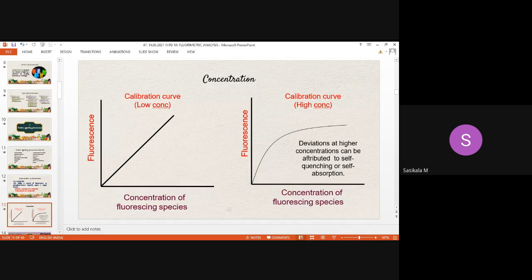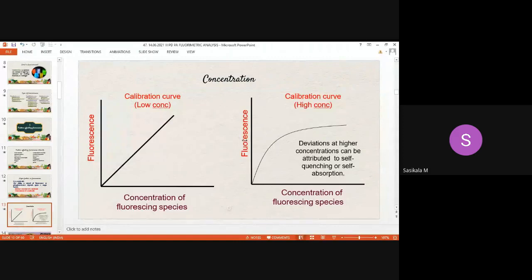Quenching represents a decrease in fluorescence intensity. Fluorescence intensity is decreased, right? Along with concentration, it is not increased, it is decreased. So it is called concentration quenching or self-quenching. It occurs because of internal loss of emitted radiation due to absorption of radiation by the neighboring molecule. This is what is called concentration quenching, and it is the major factor that will affect the fluorescence intensity.